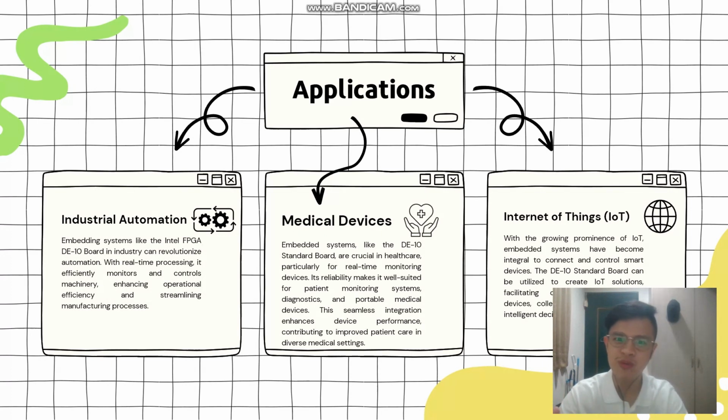Meanwhile, booming now in 2023 is the Internet of Things, or IoT. With the growing prominence of IoT in the world now, embedded systems have become integral to connecting and controlling smart devices. The DE10-Standard board can be utilized to create IoT solutions, facilitating communication between devices, collecting data, and enabling intelligent decision making.